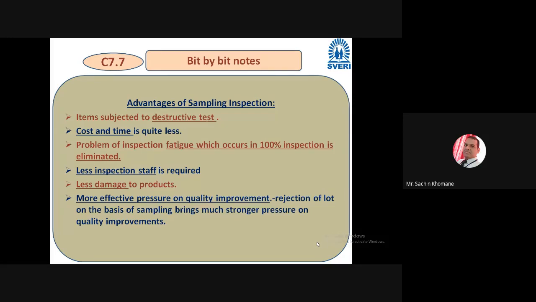And there will be positive pressure on quality improvement from the producer's side. They will think, I should have good quality. Otherwise, even if I have one or two defective components in a lot, the party may send everything back to me. This would be my loss, transportation loss, and again I need to check all the components and remove the defective ones. It is unnecessary wastage of time and money. So there will be more effective, positive pressure on quality improvement on those who are producing the component.